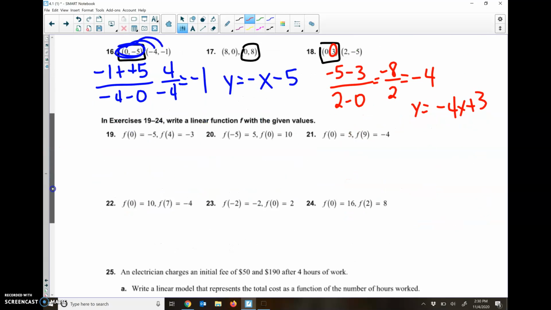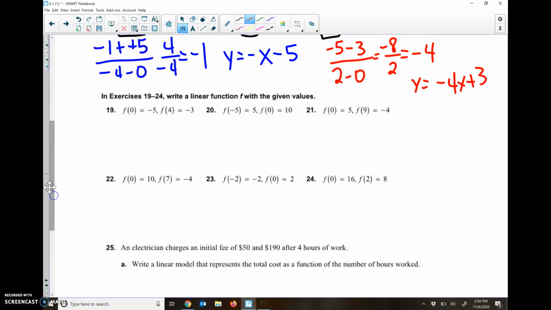Okay. 19 through 24 look a lot different and look like a lot more work. They're really the same. The numbers inside the parentheses are my x's, and the numbers outside the parentheses are my y's. So pretty much the same thing. So here my x is 0, my y is -5. Here my x is 4, my y is -3. So pretty much the same thing.